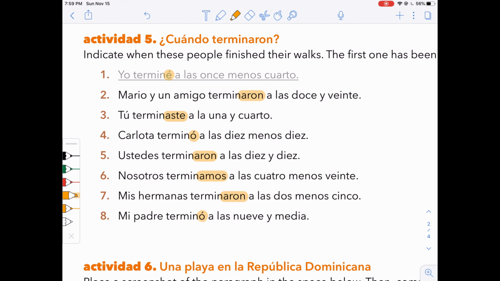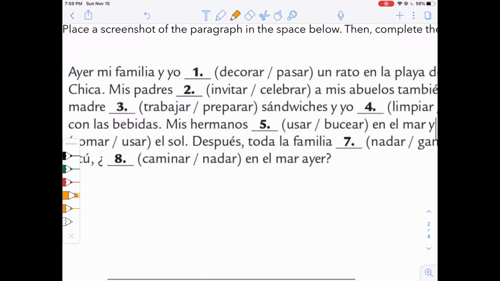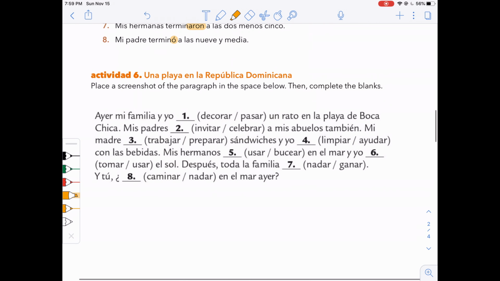To continue some vocab practice along with some conjugations here, we'll read through the paragraph. We'll first decide which of the verbs we want to pick, and then we'll conjugate them. So, ayer mi familia y yo pasar un rato en la playa de Boca Chica. We spent some time at the beach. We didn't decorate the beach. I think you can get in trouble for littering if you do that.